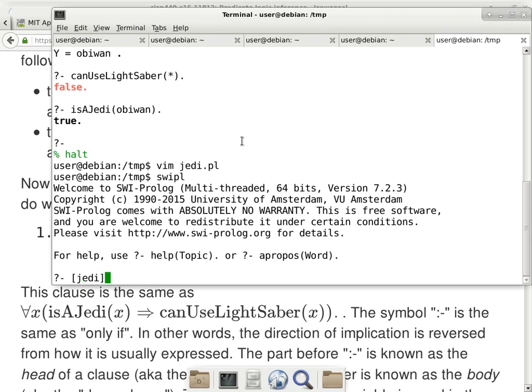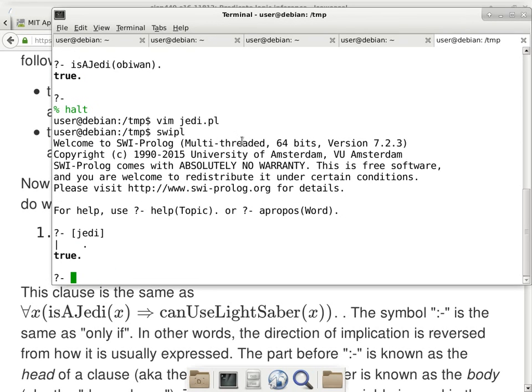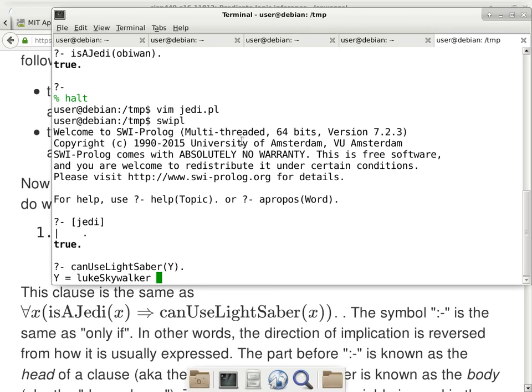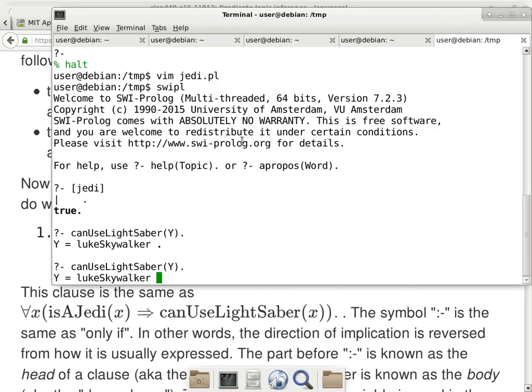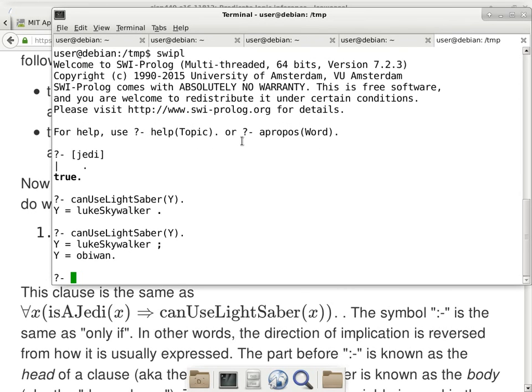In Jedi. Give it and ask, can use lightsaber. X will work too, and this time it does just come back with Luke Skywalker. Now it's waiting for me to do something, and last time I pressed the enter key and it ended. So I'm thinking that if I press some other key, it will give me other answers. There we go. I pressed the space bar.